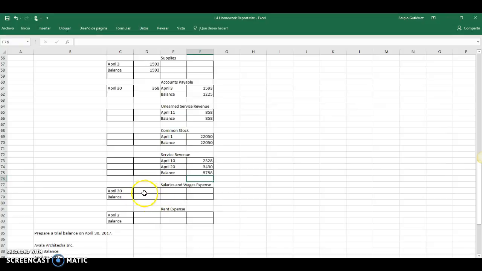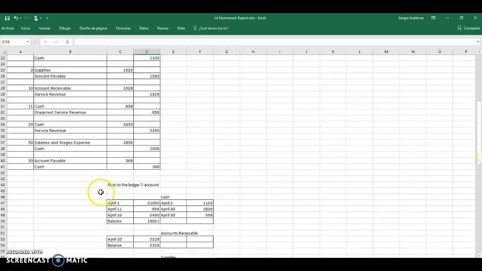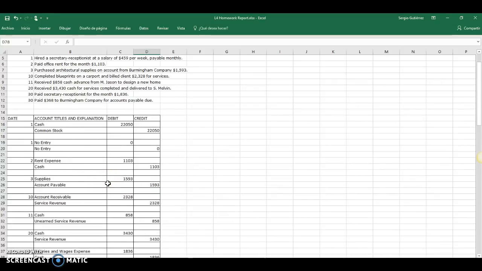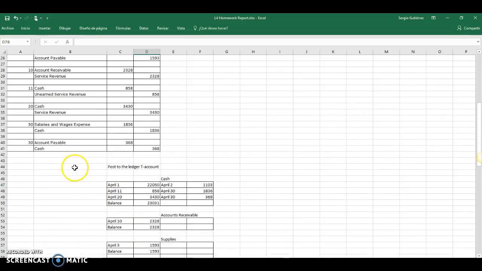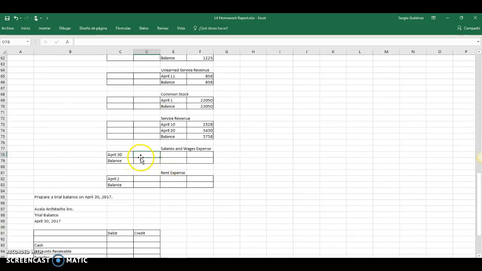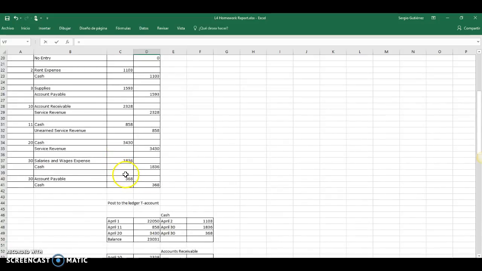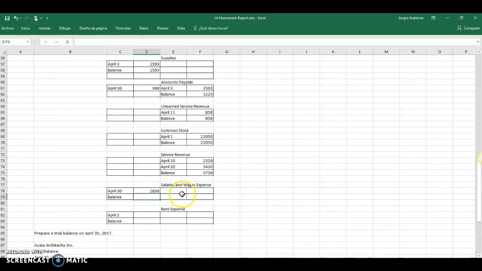Now we move to the next account, salaries and wages expense. There's just one transaction with this account, and it goes in the column of the debit. And both transactions are on April 30. First one is the salary paid to the secretary. So we put equal to transfer the information, select and hit enter, and the balance would be $1,836.